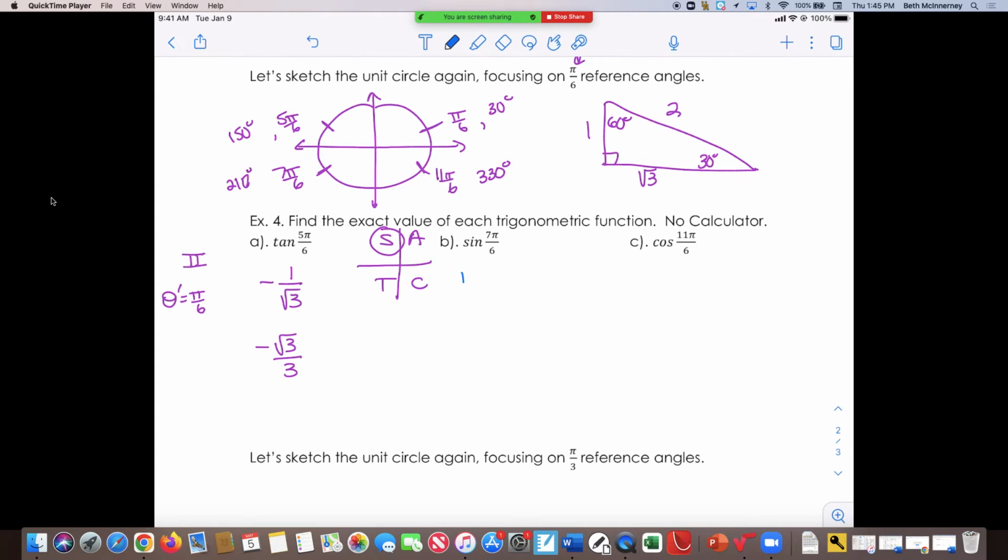All right, this is third quadrant. Sine is negative. My reference angle is pi over 6, so it's 1 over 2. That's negative 1/2. It's that simple.